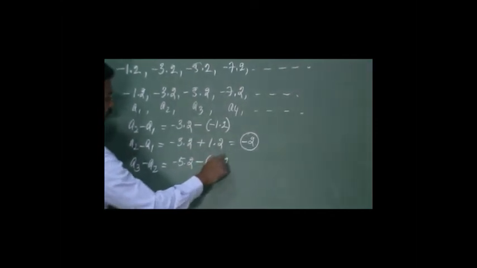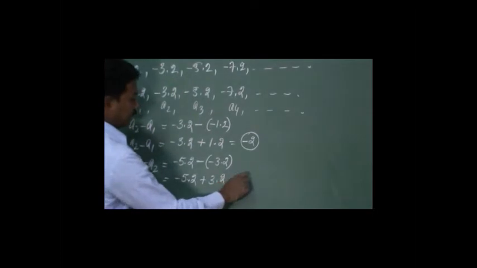Find out A3 minus A2, which is equal to A3 is minus 5.2. Put this minus here. A2 is minus 3.2, so please keep it inside brackets.